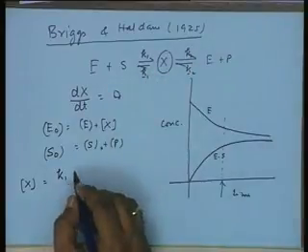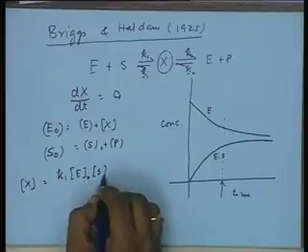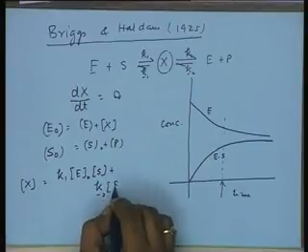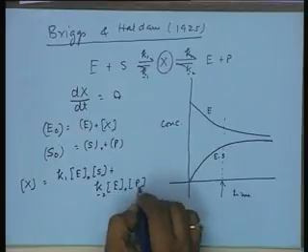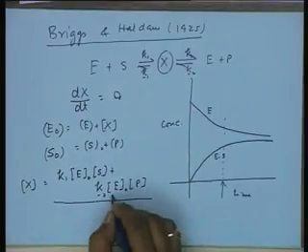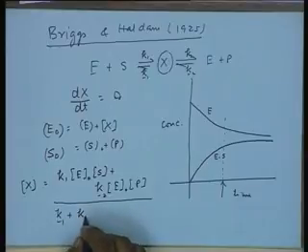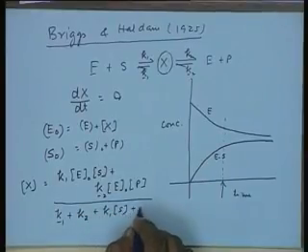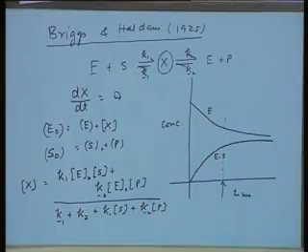So, it will be k1 E naught [S plus k minus 2 E naught] into P upon k minus 1 plus k2 plus k1 S plus k minus 2 P. So, yes. So S naught should be S plus P plus X.